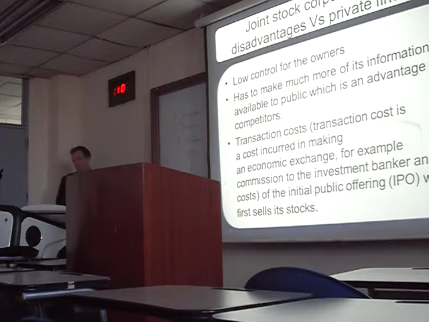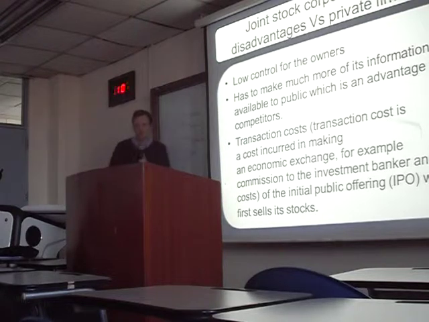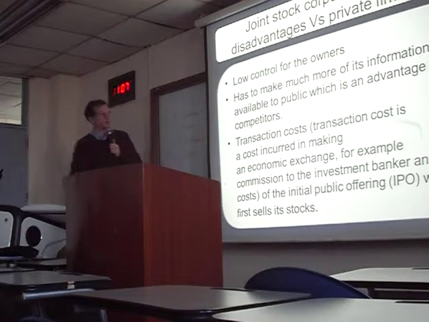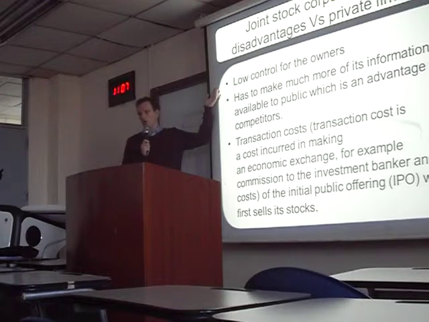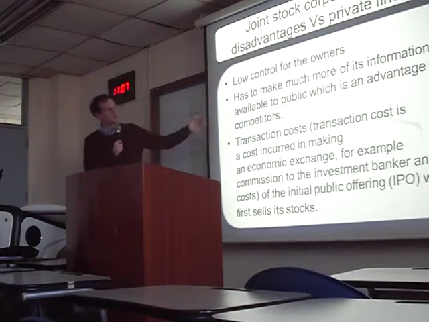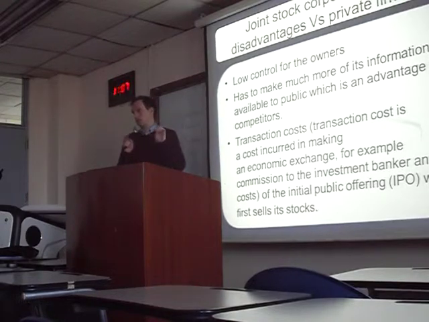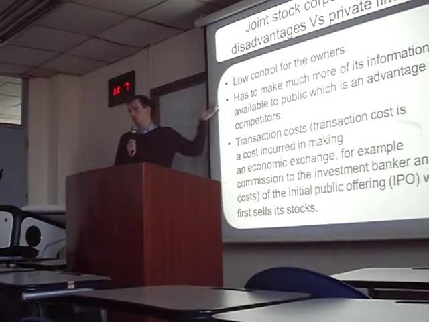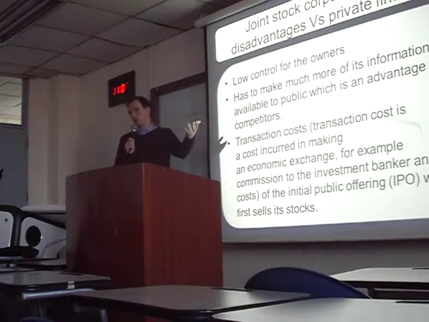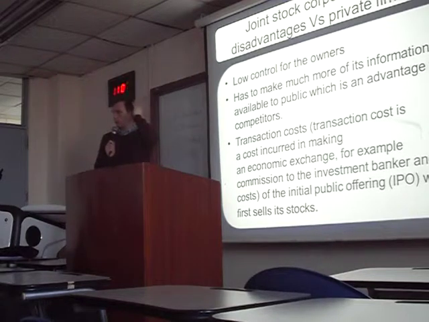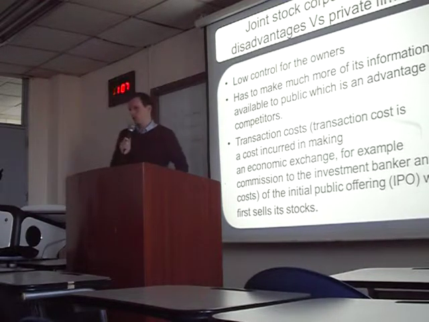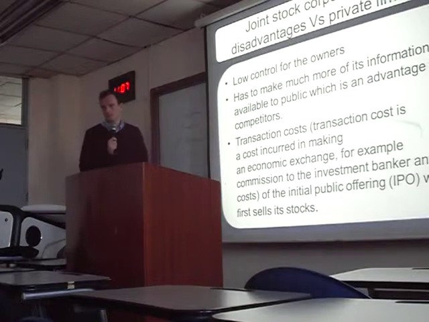So there are some disadvantages of the joint stock corporation against the private company. We have a low control for the owners. It has to make more information available to the public. So a private company doesn't have to make all of their information public. Okay? But joint stock company is also called public company. Okay, it's owned by the public. Do you understand the word public? How do you say the word public in Korean? Gonggong? Dongyong?